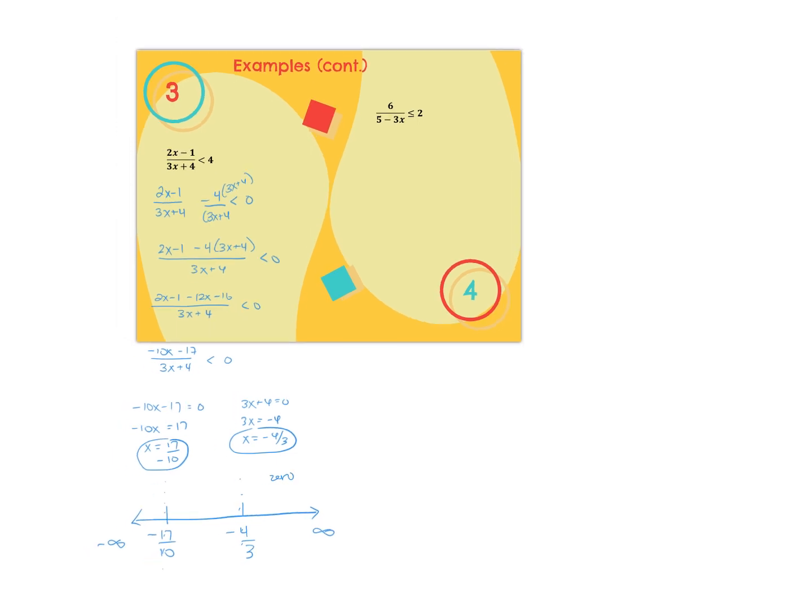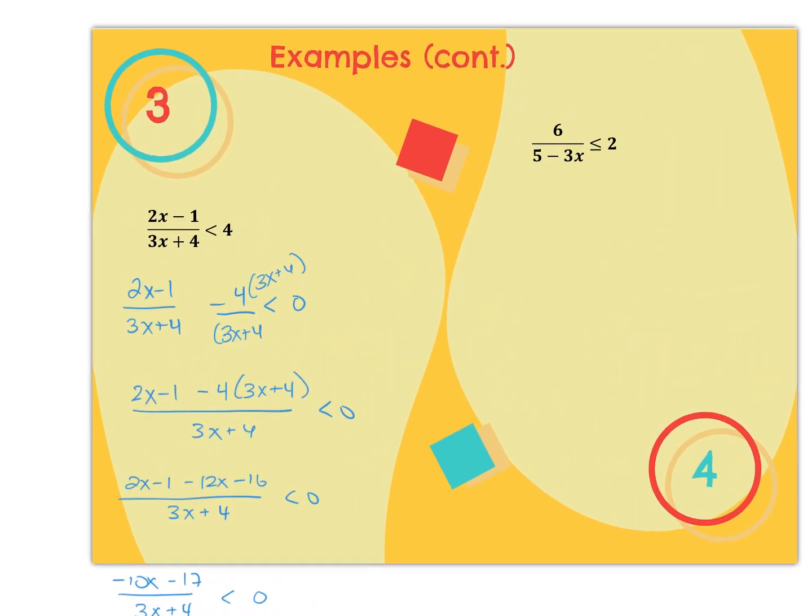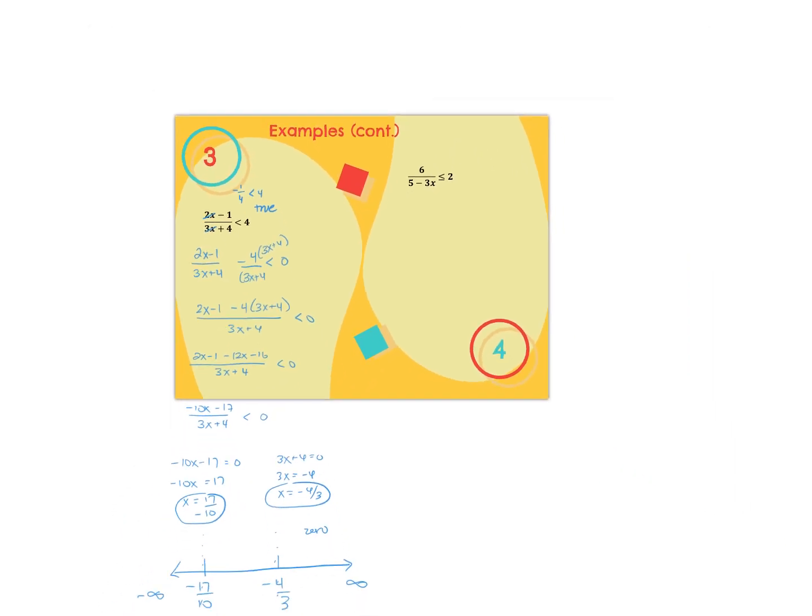So again, I'm going to go back to my original fraction at the very top. And I'm going to swap out x for 0 here. So if I make this 0 and make this 0, it goes away. So negative 1/4 is less than 4. And that's true. So 0 makes the statement true.